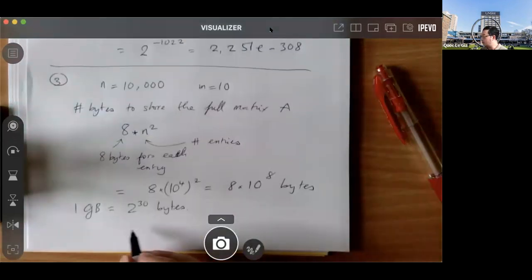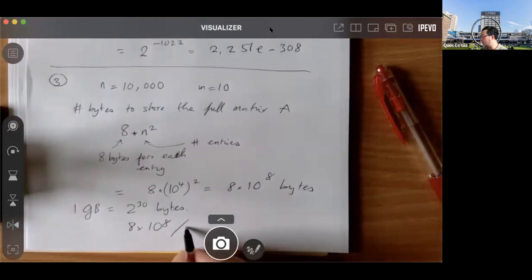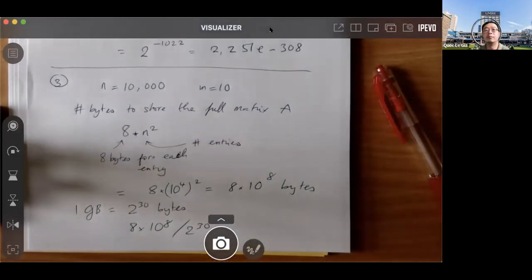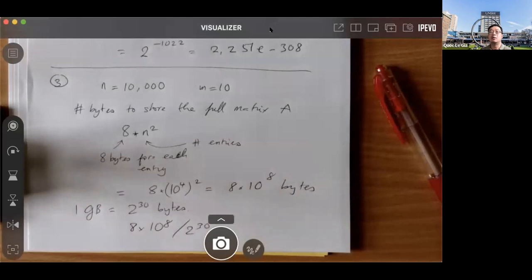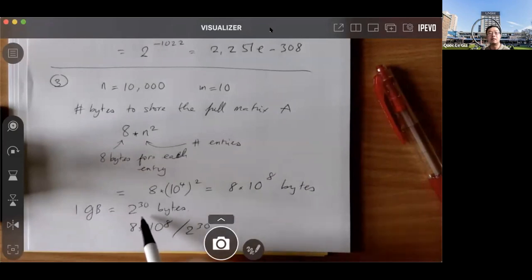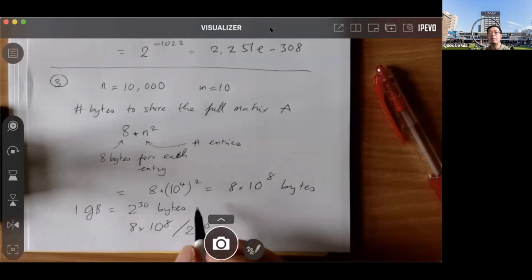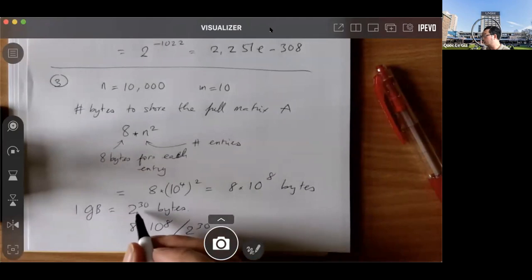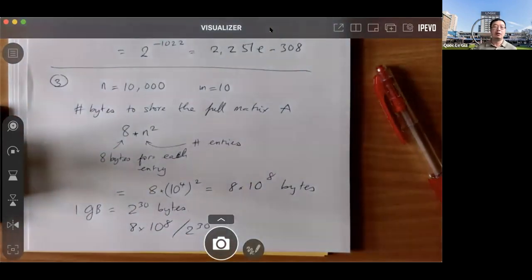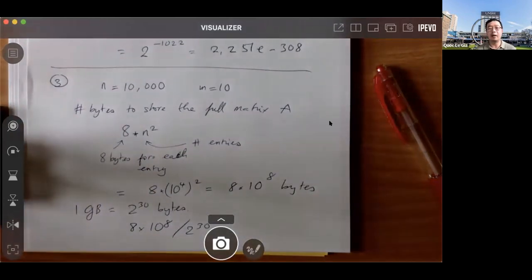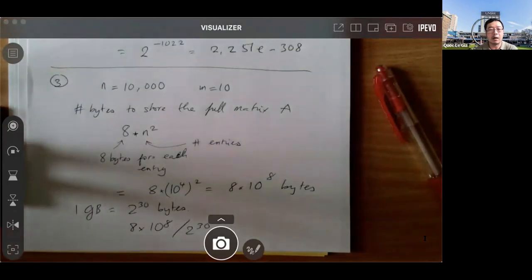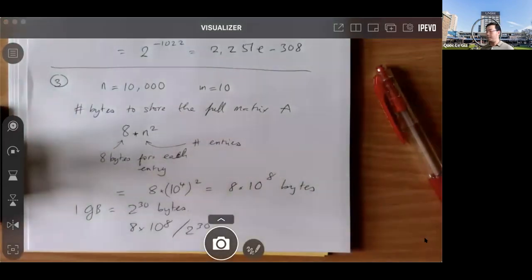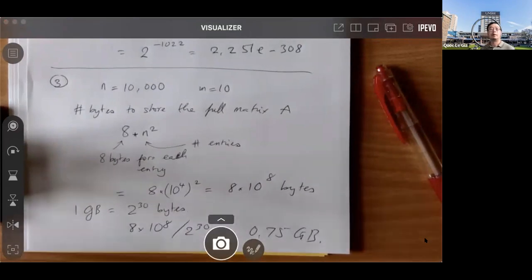So then this one you just take 8 times 10 to the 8 and divide it by 2 to the 30. There are two conventions. One is you use 2 to the 30, and this number is a bit more than 1 billion. Another convention just uses 1 gigabyte as 1 billion bytes. So if you take this number and put it in the calculator or in MATLAB, you get 10 to the 8 divided by 2 to the 30, about 0.75 gigabytes.